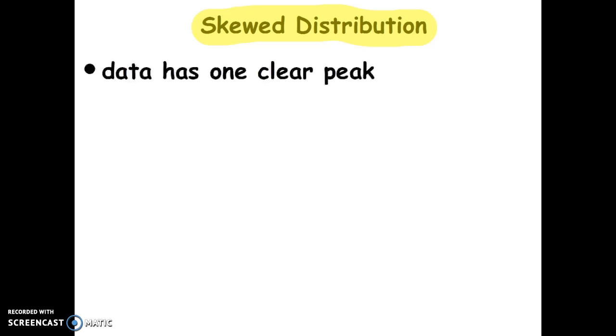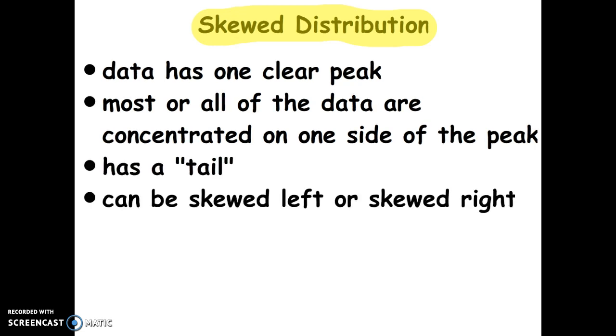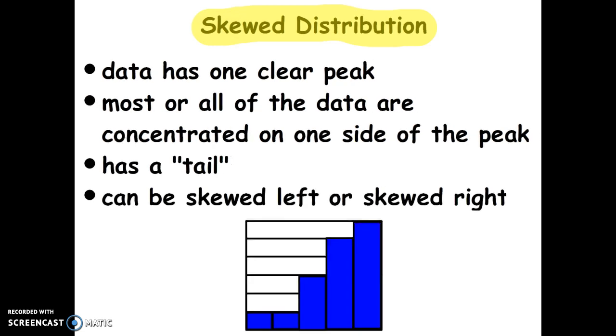A skewed distribution. Data also has one clear peak. Most or all of the data are concentrated on one side of the peak. It has a tail, and it can be skewed left or right. So this is what that would look like. We see that the majority of the data is on one side, and then we have a tail on the other side. This would be considered skewed left. So you name it based off of where the tail is located. Because the tail is on the left, it's skewed left.